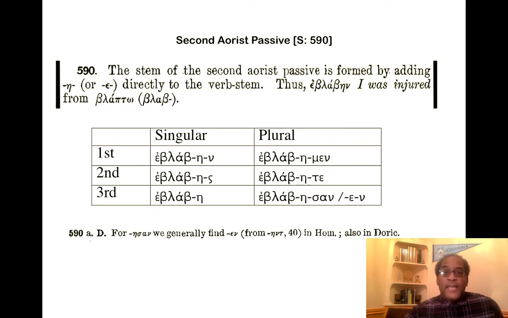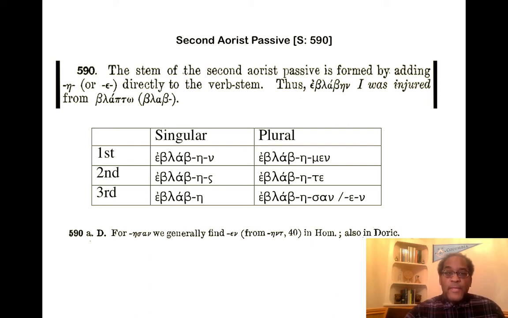Okay, on to the second aorist passive. The stem of the second aorist passive is formed by adding eta or epsilon. Notice the absence of the theta. We simply add eta or epsilon directly to the verb stem. Thus we get eblabein, added to blab, eblab, the augmented verb stem. So eblabein, I was injured, from blapto.